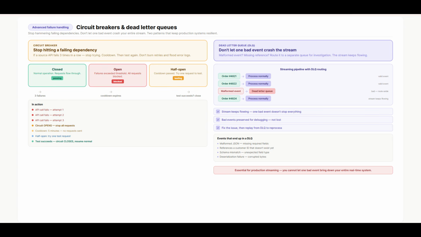Maybe it's malformed, maybe it references a customer that doesn't exist yet. Instead of crashing the whole stream, you route that event to a separate queue for investigation. The stream keeps flowing. You debug the bad events later. This is essential for production streaming pipelines. You cannot let one bad event bring down your entire real-time system.